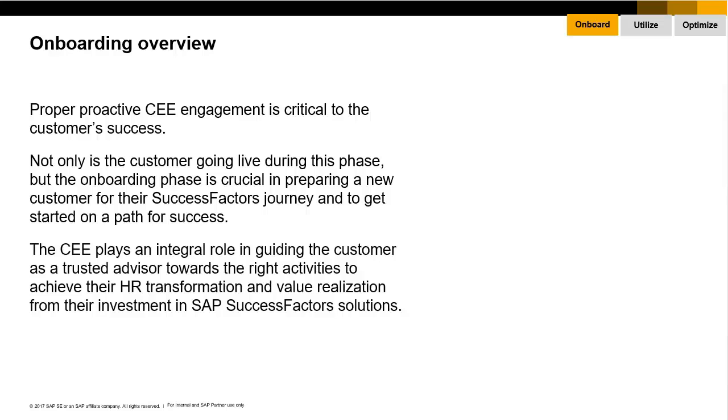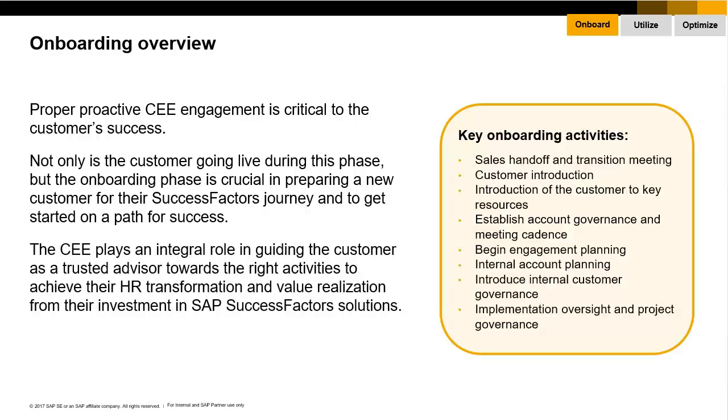Some of the key onboarding activities include a sales handoff and transition meeting, the customer introduction, introducing the customer to key resources, establishing account governance and a proper meeting cadence, beginning engagement planning, internal account planning, introducing the customer to the importance of good internal customer governance of their SAP SuccessFactors solutions, as well as implementation oversight and project governance.